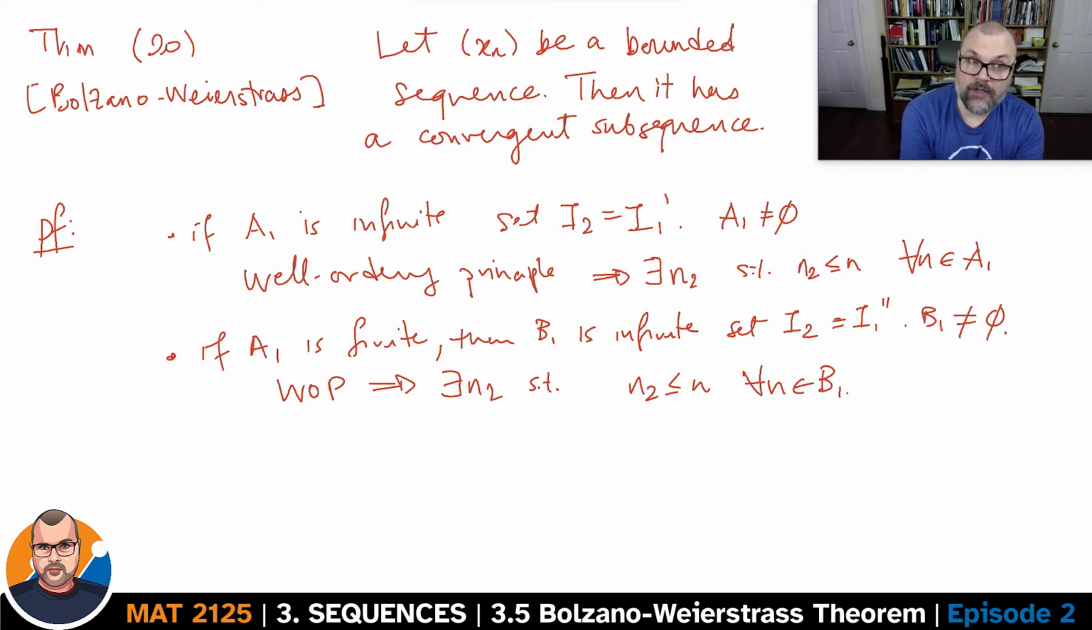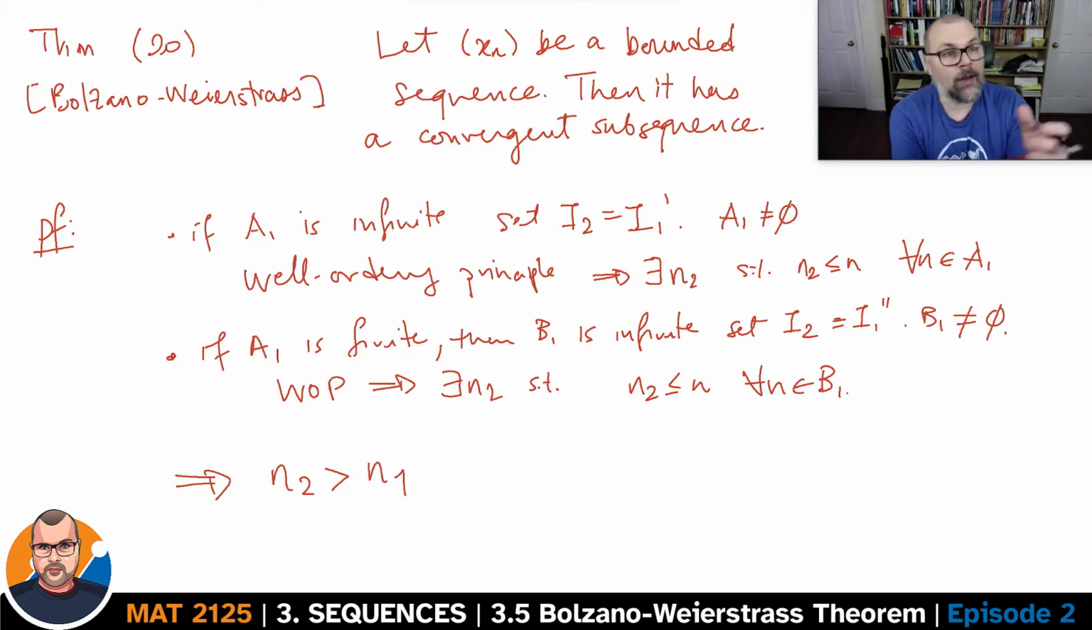No matter which one of these two options is the one that occurs in reality, there is an integer n2 which has to be greater than n1. Why is that the case? Well, A1 and B1 as sets were defined as a collection of integers which were all greater than n1, strictly speaking, and then that belongs to either one of the two subintervals. So we know here that the n2 that we get in both cases would be greater than n1. And the other thing is that the corresponding xn2 would belong to the interval I2.